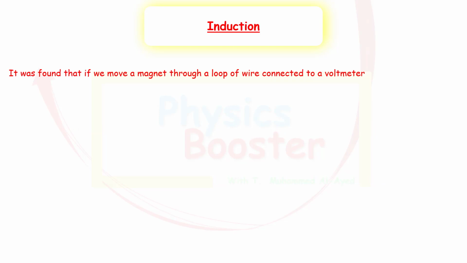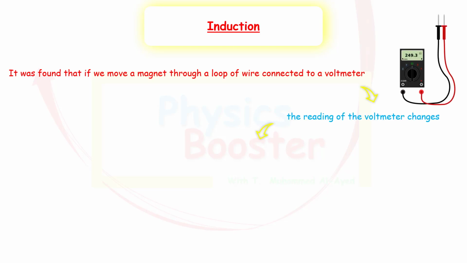It was found that if we move a magnet through a simple loop of wire connected to a voltmeter, the reading of the voltmeter will change. So this means that there must be EMF. EMF stands for electromotive force, because electrons are now moving through the wire, so we are creating current. What caused the electrons to move through the wire? It was the magnet when it passed through the loop.